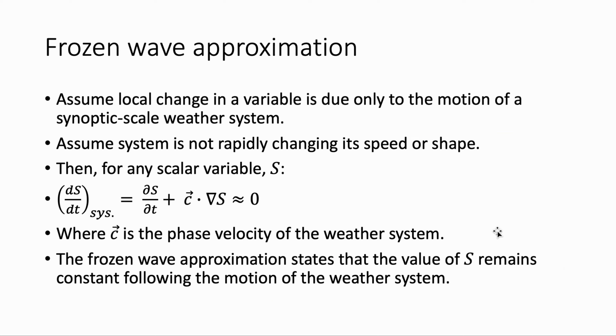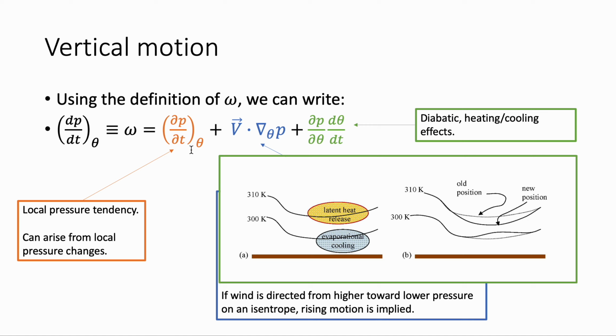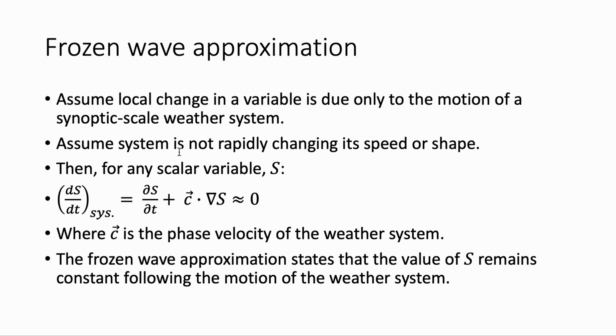Okay, so the problem with this equation is that there's this dp/dt that is a wild card, because who knows what the local pressure tendencies might be. All right. But there's an approximation called the frozen wave approximation that comes to our rescue, and that allows us to get rid of that term, even though we must pay for that approximation in some other way, and we'll see in a minute.